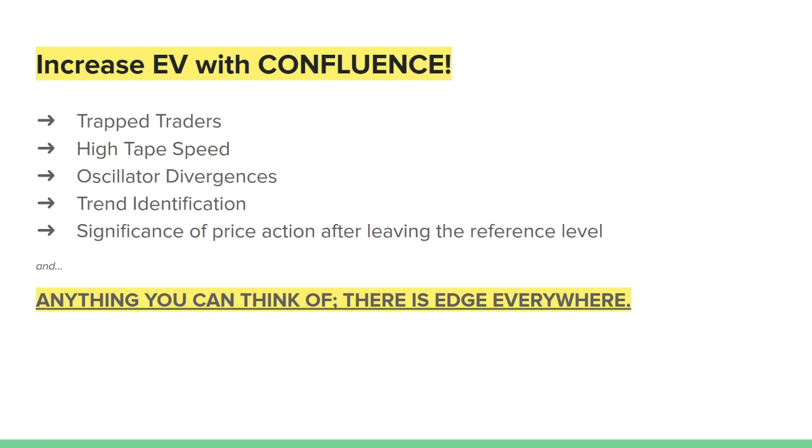The thing that I trade is order flow, and that's the primary category of tool that I leverage for increasing confluence with these setups. So I look at things like trapped traders, tape speed, oscillator divergences, trend identification, and the significance of price action after leaving the reference level and the significance of the reference level itself. Those are all examples of things that I look at and that you can look at too.